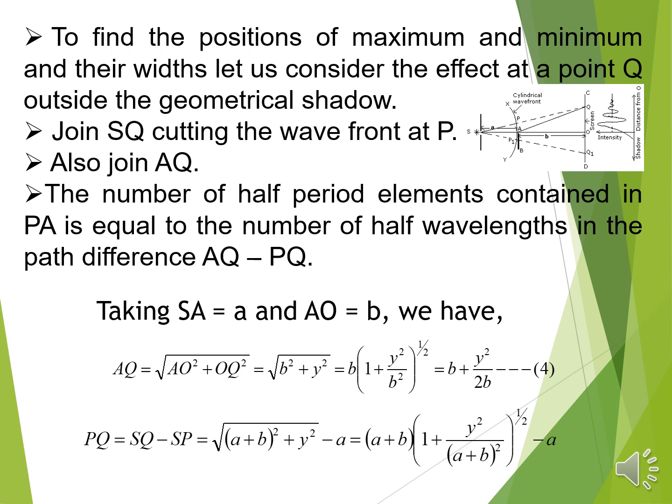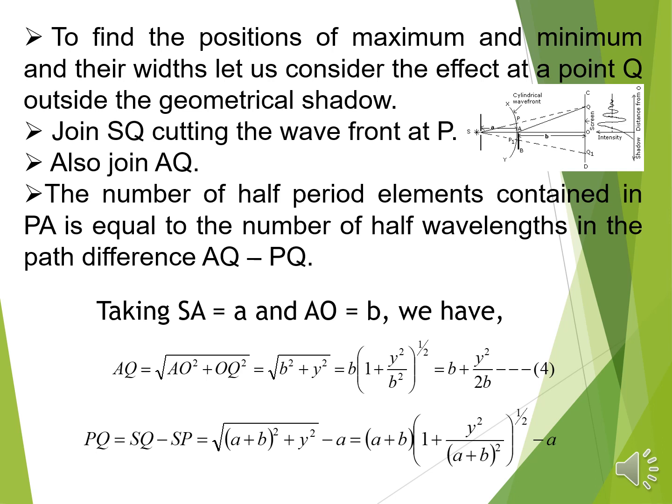Now, to find the positions of maxima and minima bands and their widths, let us consider the following. Consider the effect at point Q outside the geometrical shadow, that means above O. Now join SQ cutting the wavefront at P. Also join AQ. The number of half-period elements, that means zones, contained in PA is equal to the number of half wavelengths in the path difference, that is AQ minus PQ.